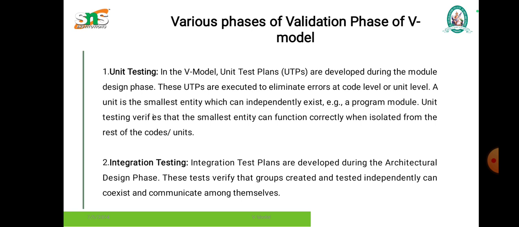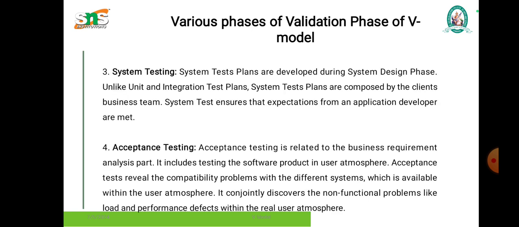And the second phase is integration testing. The integration test plans are developed during the architectural design phase. These tests verify that groups created and tested independently can communicate among themselves. And the third phase is system testing. The system test plans are developed during the system design phase. Unlike unit and integration tests, it is composed by the client's business team. And the system test ensures that expectations from the application developers are met.